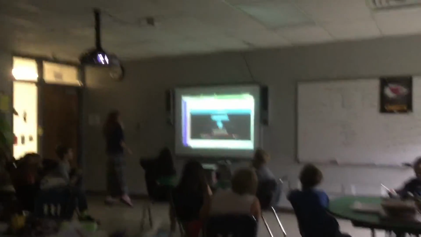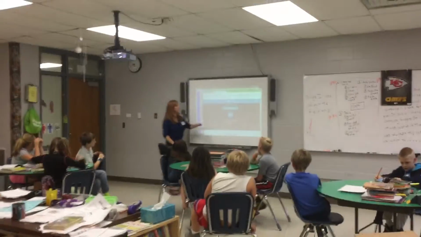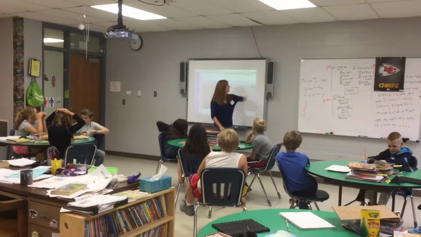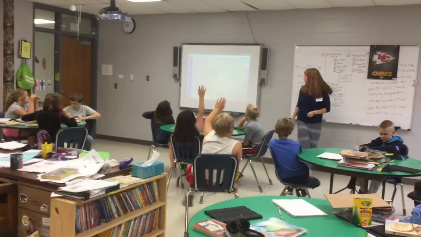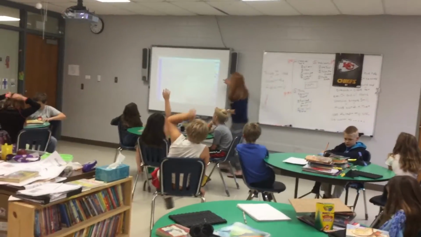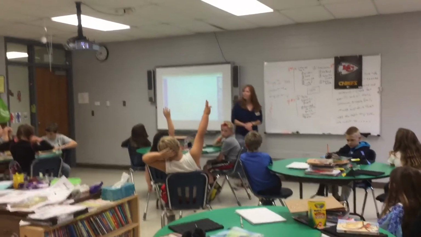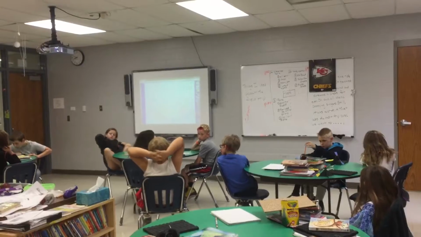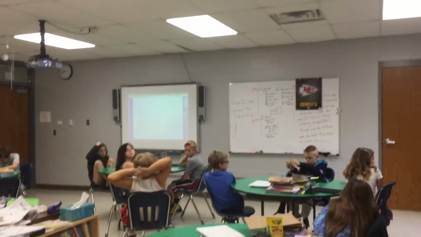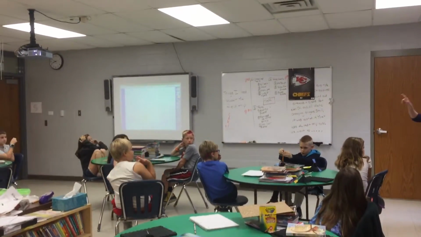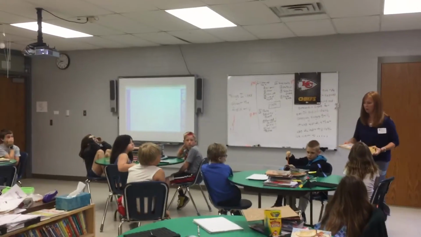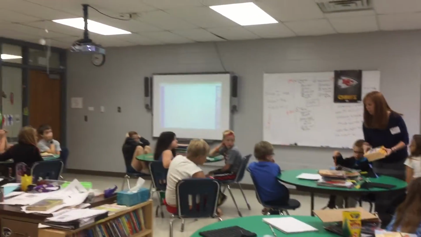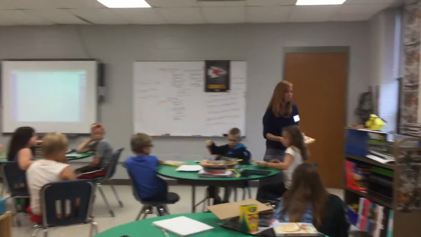Alright. So perimeter is what? Somebody describe perimeter to me. What do you think? It's the area around something. It's not the area. It's the measurement around a shape, right? Or it could be the measurement around anything. These books.